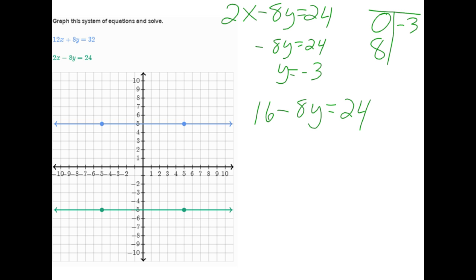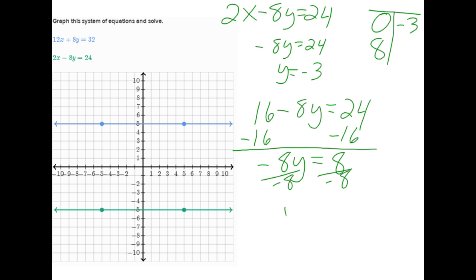Again, two-step equation. I'm going to subtract my 16 from both sides. So I'm left with a negative 8y, and 24 minus 16 is 8. Then I divide both sides by a negative 8. And I get y equals negative 1. So at 8, you get a negative 1.